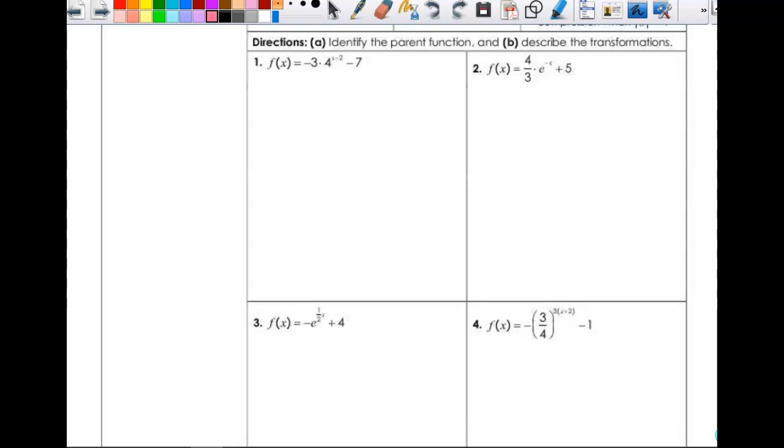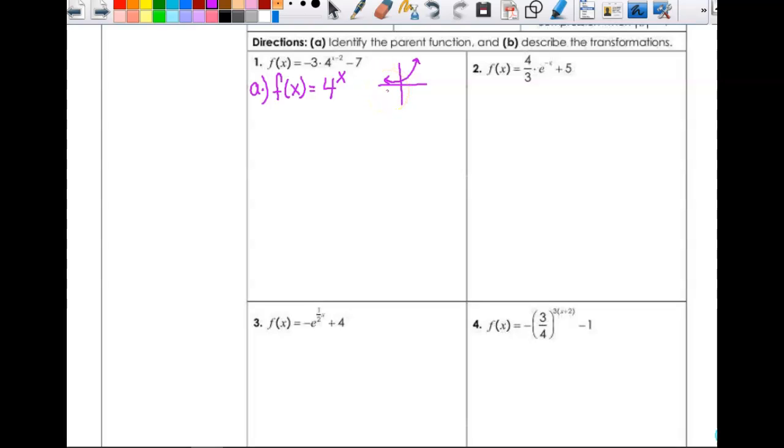It says identify the parent function. Okay, so this is a little bit more important in these than it has been in some of the others maybe, because you don't want to get the transformations mixed up with what's actually going on in here. So my parent function is going to be f of x equals, so the base of the exponential is 4, so this is 4 to the x power. Okay. And so not only do we want to do that, we want to sketch a little thing here. So since this is greater than 1, this is what my parent function looks like. Okay.